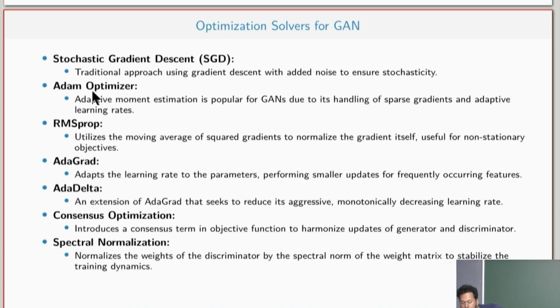These are first order methods: SGD, Adam, RMSprop, Adagrad, Adadelta. But consensus optimization is a second order method, and it does better than the first order methods. You can also do something like spectral normalization, which seems to help quite a lot. In spectral normalization, you normalize the weights of the discriminator by the spectral norm of the weight matrix.